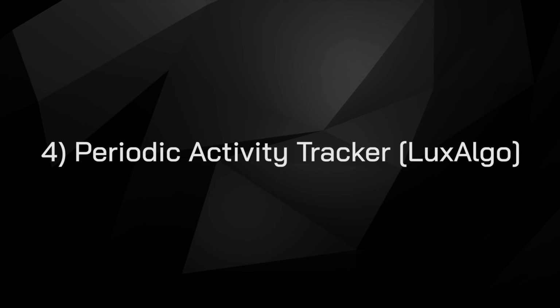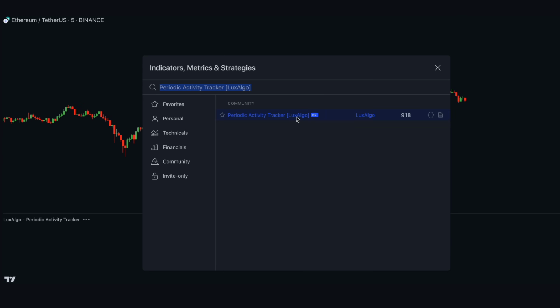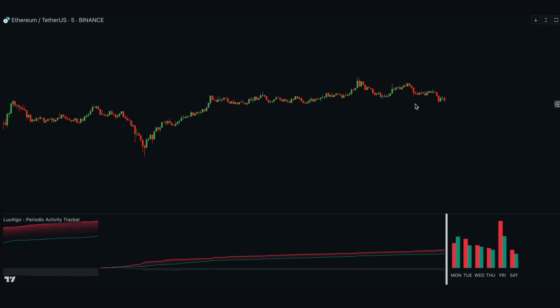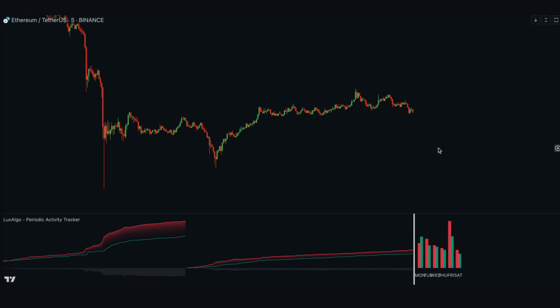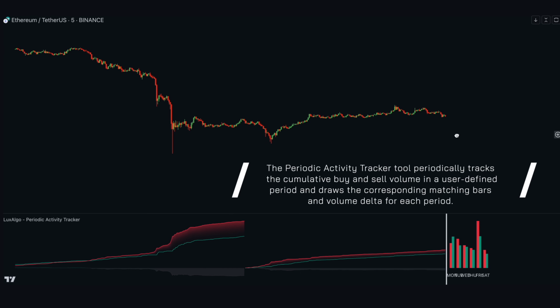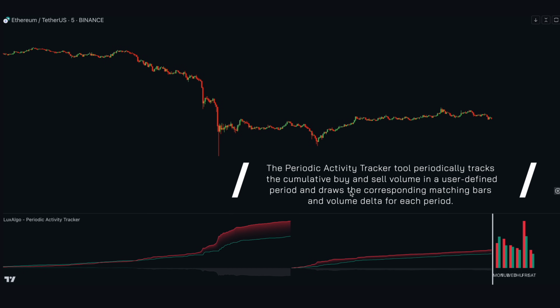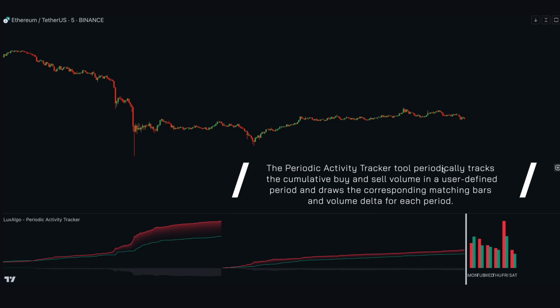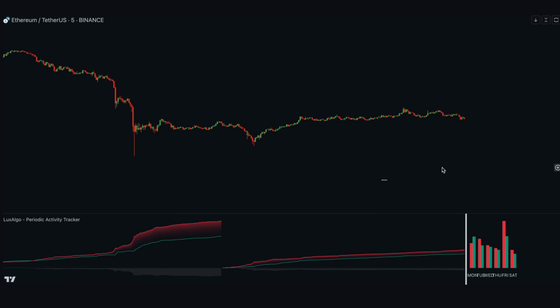The fourth place of the most powerful indicators belongs to the Periodic Activity Tracker by Lux Algo. I promise you have not seen such a volume indicator before. The Periodic Activity Tracker tool periodically tracks the cumulative buy and sell volume in a user-defined period and draws the corresponding matching bars and volume delta for each period.